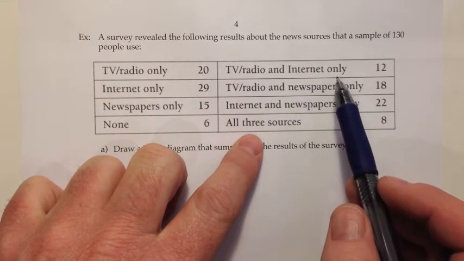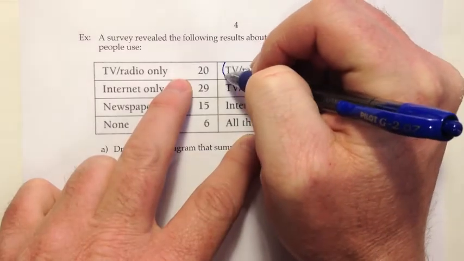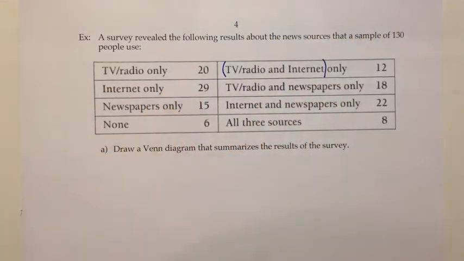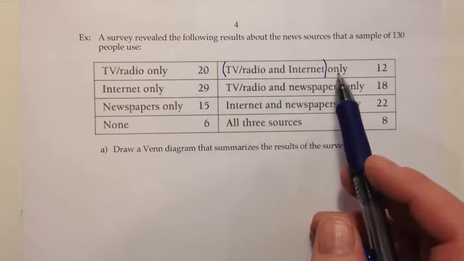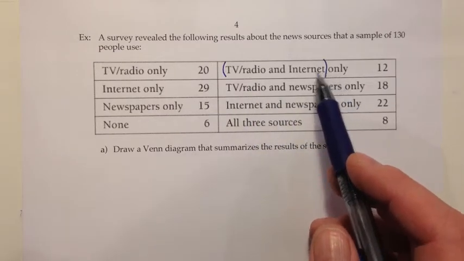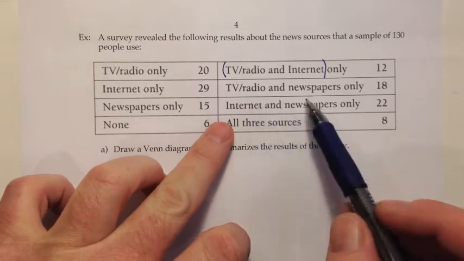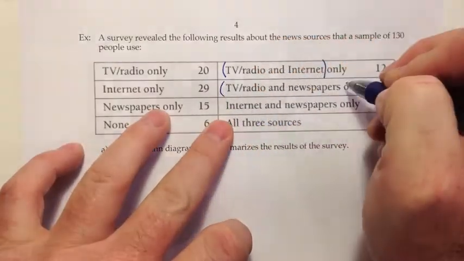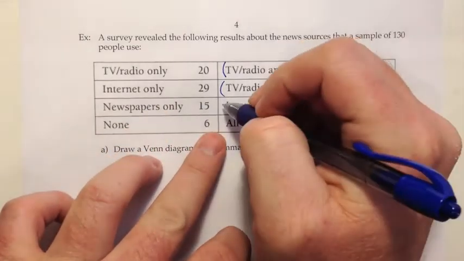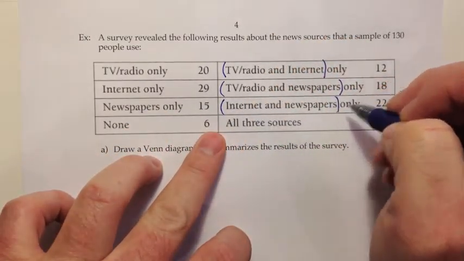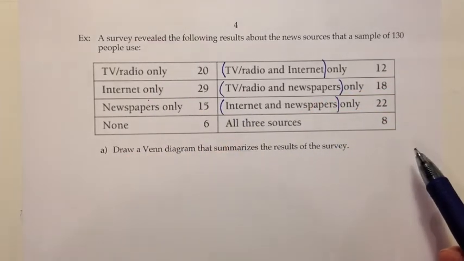The only is a little confusing at first. Let me add some parentheses here. I think this clarifies what they mean. They're saying they use TV, radio, and they also use the internet. And when they say only, they mean but not the other source, which would be newspapers. And then when they say TV, radio, and newspapers only, they mean they're using those two, but not the internet. And then internet and newspapers only means those two, but not TV, radio, and then some folks using all three.